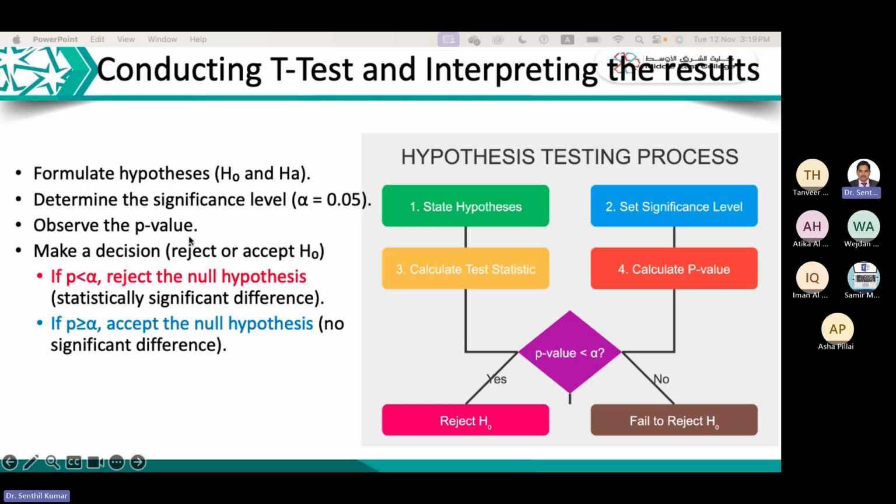Okay, then we need to see the p-value that we are going to get from the software, and we need to take the decision whether the p-value obtained from the analysis is less than alpha or greater than alpha. If it is less than alpha, we need to reject the null hypothesis. Remember? Yeah. If the p-value obtained from the statistical analysis is less than alpha 0.05, we need to reject the null hypothesis. Otherwise, if it is greater than or equal to alpha, we can accept the null hypothesis.